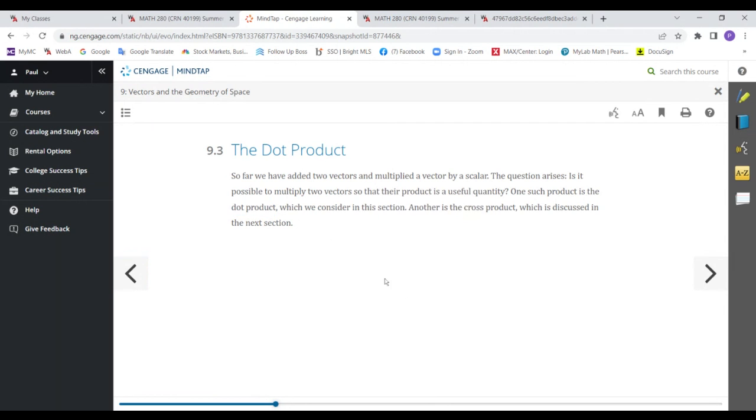So far, you've learned about how to add vectors and multiply a vector by a scalar. There are other operations defined for vectors, and one is called the dot product. Now, what is the dot product?